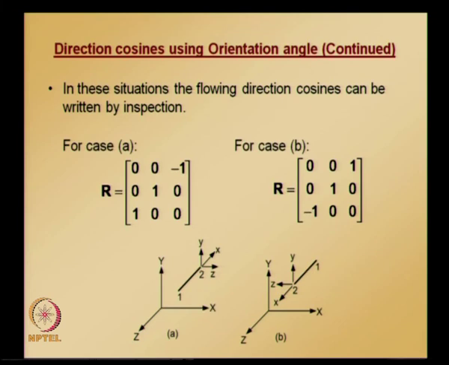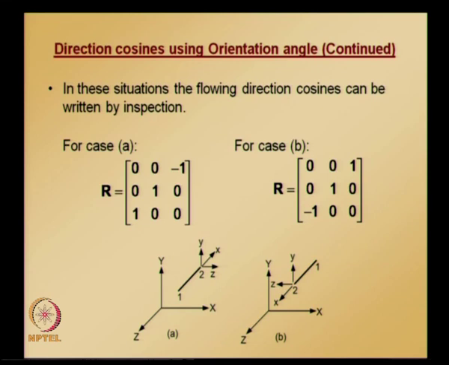So, for case A you can easily do that kind of inspection and write the rotation matrix, and it turns out that the rotation matrix for a vector which is oriented as shown in figure A is given by whatever rotation matrix is there on the slide under case A. Similarly, if the space frame element is oriented in the way it is shown in figure B, the rotation matrix can be obtained by inspection, and the rotation matrix looks like whatever is shown in the slide under case B.